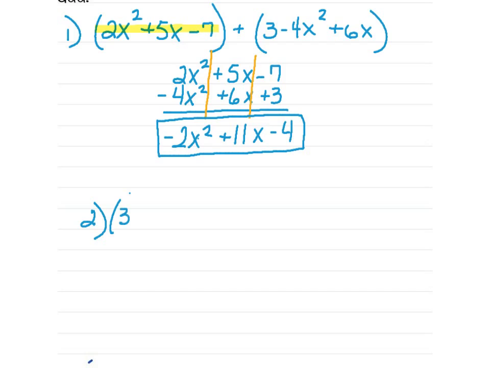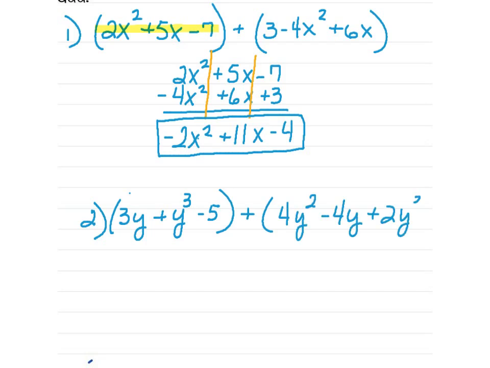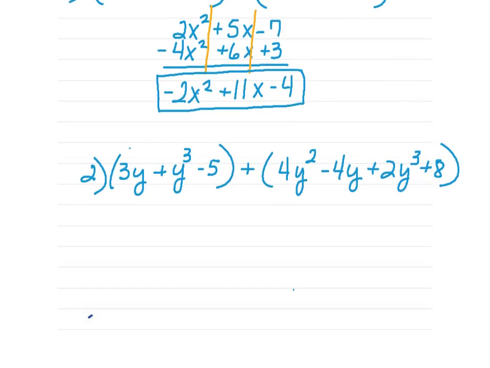3y plus y cubed minus 5 plus 4y squared minus 4y plus 2y cubed plus 8. Please notice that the first trinomial is not in standard form, and please notice that it has y cubed, but there is no y squared term. So what you need to do is you need a placeholder, because we are going to have to write each of these in standard form, aligning the like terms.